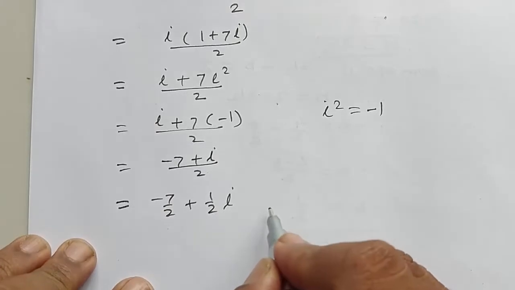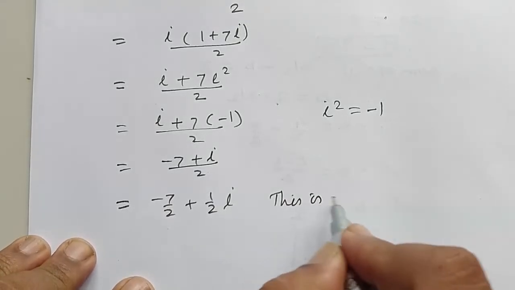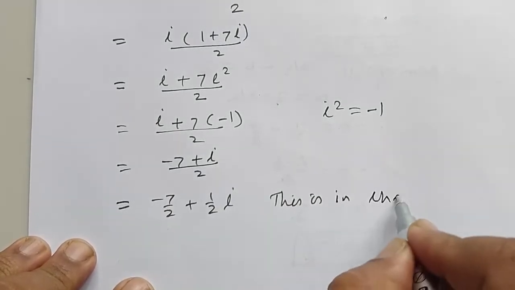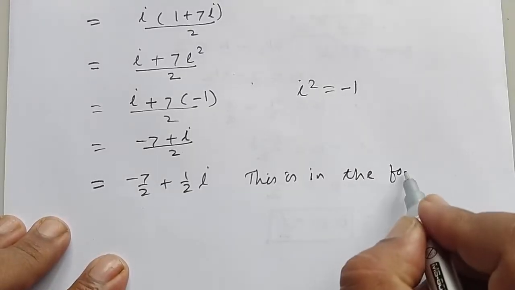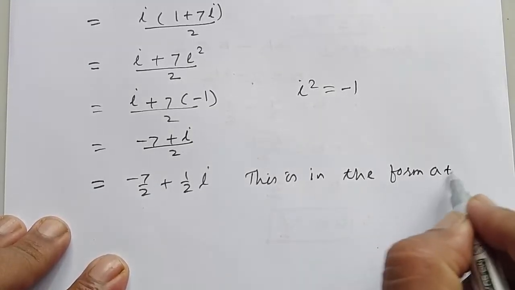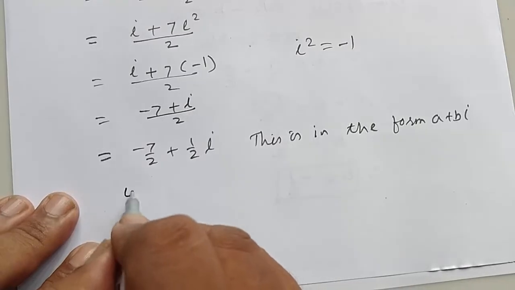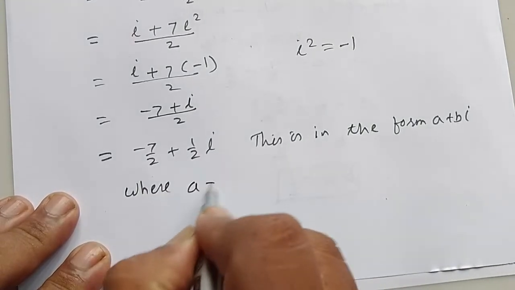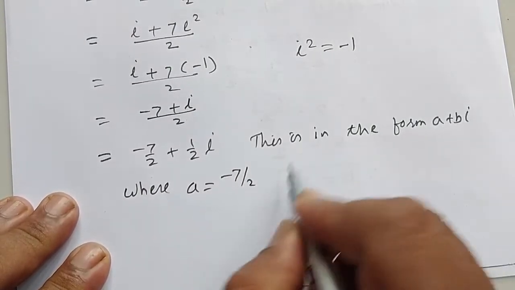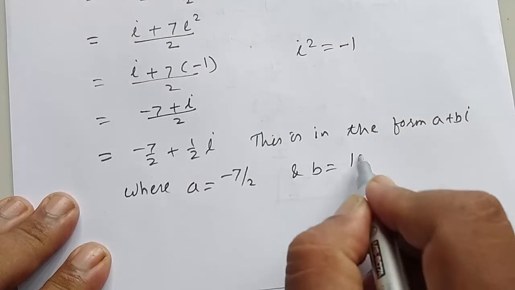This is in the form a plus bi, where a is equal to minus 7 upon 2 and b is equal to 1/2.